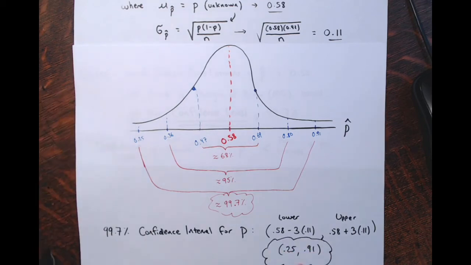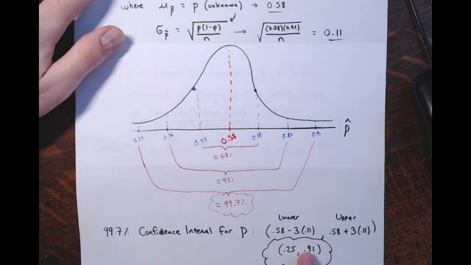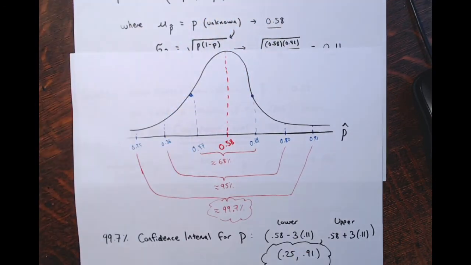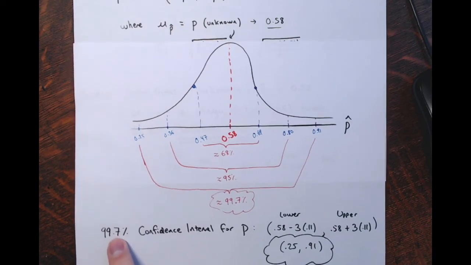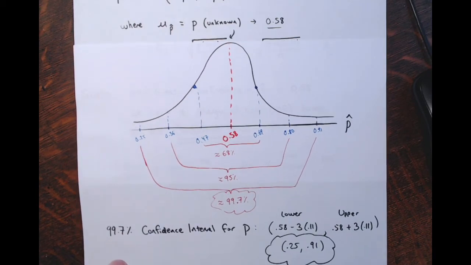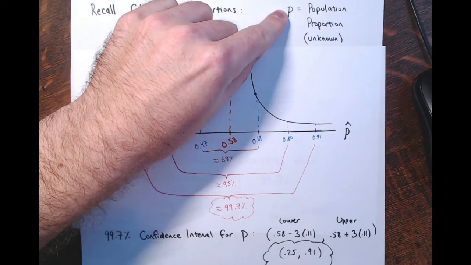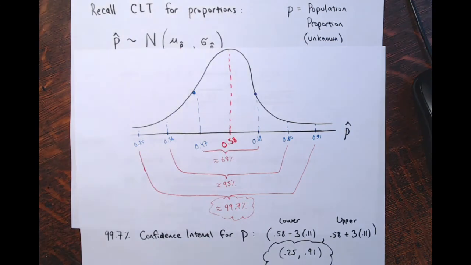What all this means is that, based on my sample proportion 0.58 there, and whatever sample size was taken, I'd be 99.7% confident that the population proportion, that P, is somewhere between 0.25 and 0.91, which is a pretty large range.